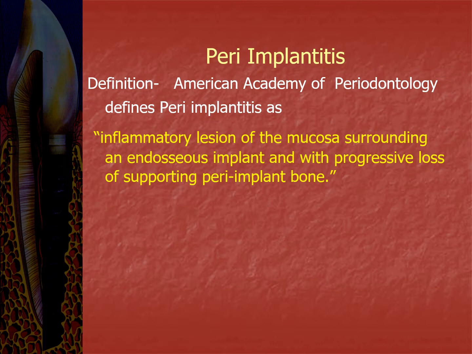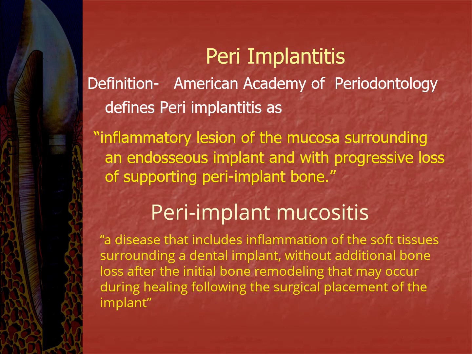The American Academy of Periodontology defines peri-implantitis as an inflammatory lesion of the mucosa surrounding an endosseous implant with progressive loss of supporting peri-implant bone, whereas peri-implant mucositis is a disease that includes inflammation of the soft tissue surrounding a dental implant without additional bone loss after the initial bone remodeling that occurs during healing following the surgical placement of the implant.